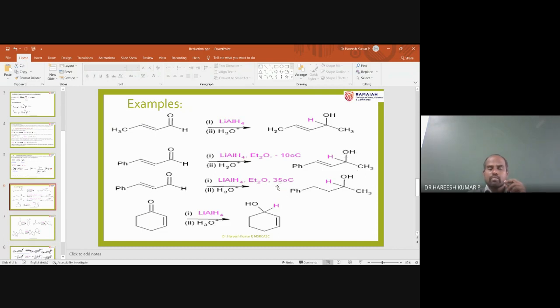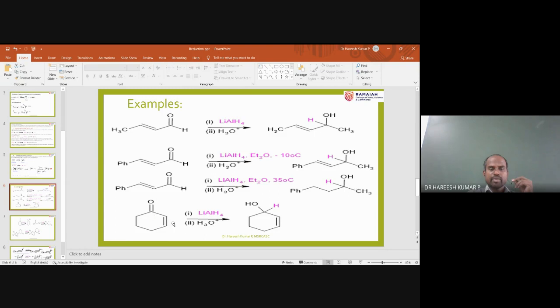But if the temperature is slightly more than room temperature, say 35 degrees, then at that temperature the carbonyl compound is converted into alcohol and the double bond is converted into a single bond. So that is about lithium aluminum hydride. That means it depends on the temperature. In addition to the carbonyl compound, a double bond is also reduced with lithium aluminum hydride.